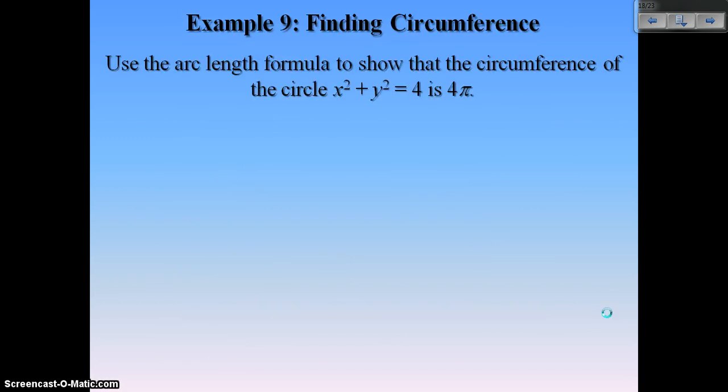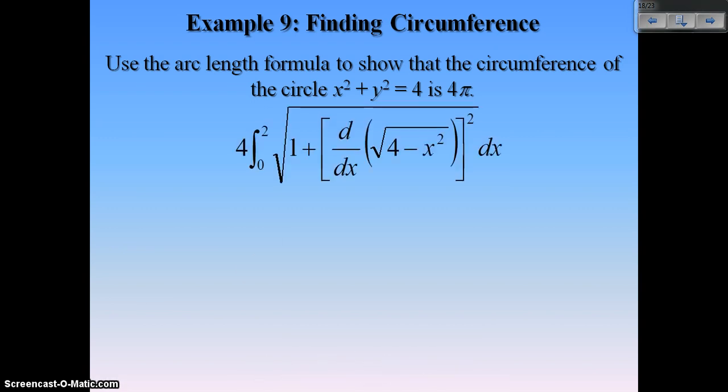Now, finding circumference. We are going to use the arc length formula. Arc length to show that the circumference of the circle x squared plus y squared equals 4 is 4 pi. Now, we know that's true because if you were to sketch that, that's a circle with a diameter of 4 and circumference is pi d. But still, we're going to show it. So we set up the formula here. The square root of 1 plus the derivative of this function.